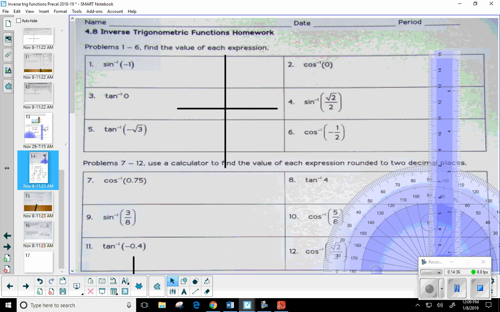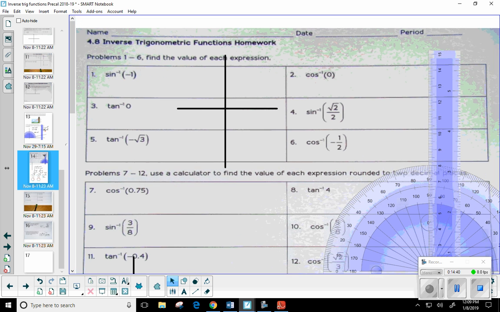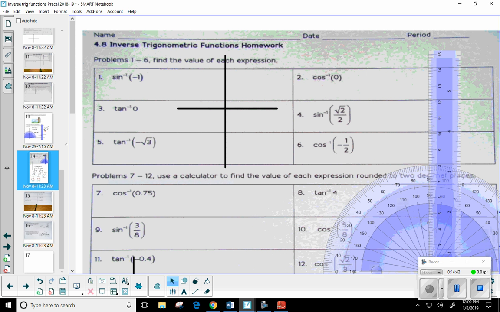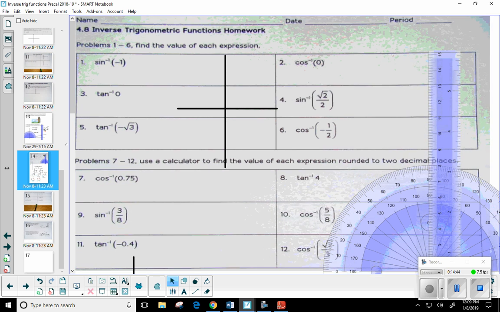Remember, sine inverse is restricted to what two quadrants? It's 1 and 4. So it's going to be either in quadrant 1 or quadrant 4. Now, like I said, this one's unique. Which one might you lean towards to tell me an answer? Quadrant 4, there you go. It's negative, so we'd automatically think quadrant 4, right?